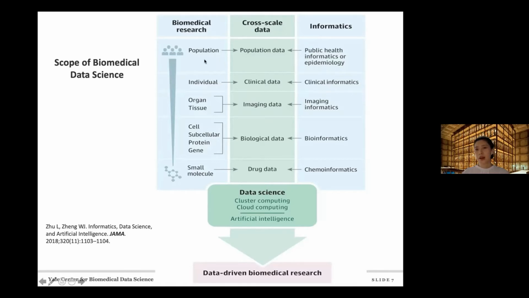Going up another level, particularly during the pandemic, we see the population data being used for public health surveillance and informatics. So I like this kind of categorization, and pretty much data science technologies can be applied to each individual area we just mentioned. Later on, I will introduce some faculty members in the center by this sort of structure.